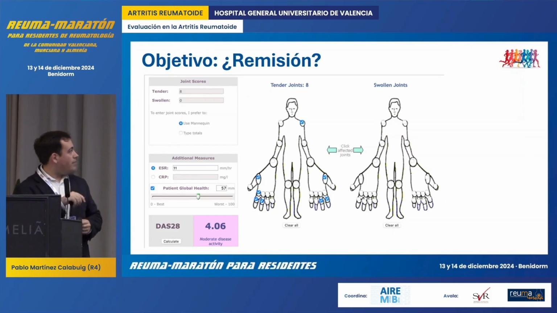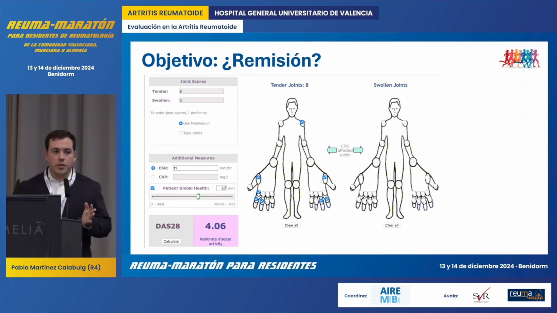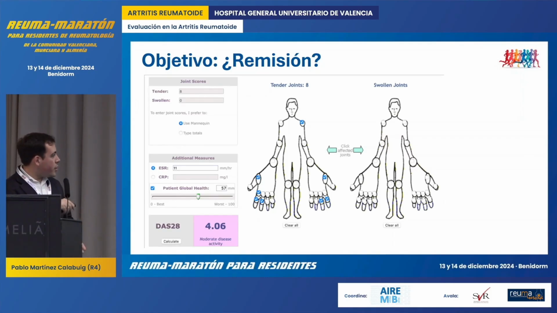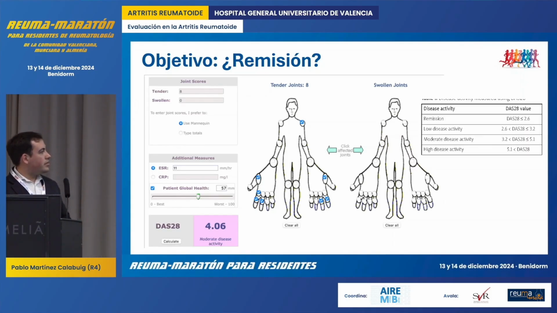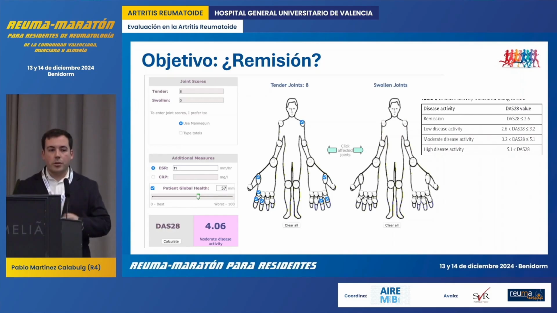We check the ESR, an ESR of 11, and it's true that the patient tells you she's feeling unwell, scoring between 5 and 6. We hit calculate, and it tells us that the patient has, according to the chart, a moderate level of disease activity. What do we do? I suggest saying, no, this patient is active, I need to change the biological treatment. I thought she was doing well, but no, I'm going to change it.